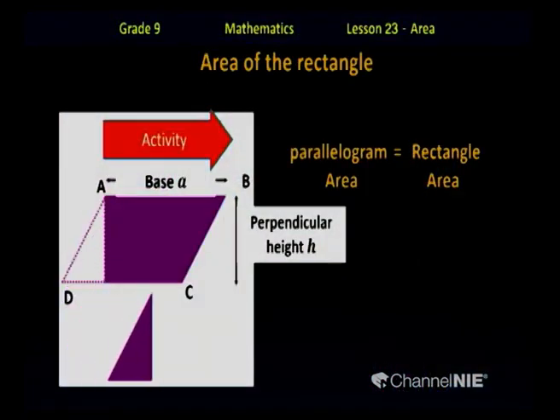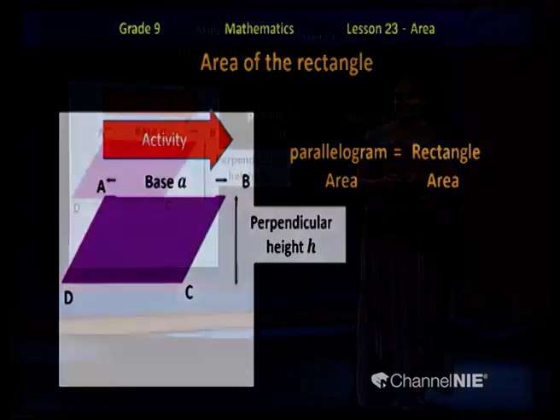There is a small activity. Now we have parallelogram ABCD. Base is AB. It is highlighted. Then perpendicular height is shown by a simple edge. And a triangular portion is removed and fixed to the other side.